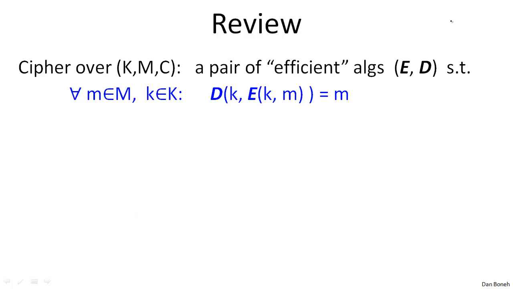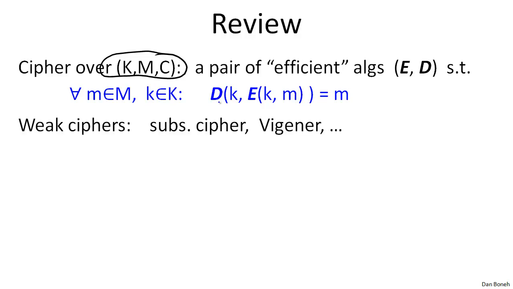So let me just remind you that a cipher is defined over a triple of sets called a key space, a message space, and a ciphertext space. And a cipher is a pair of efficient algorithms called E and D. E stands for encryption and D stands for decryption. And the only property that we need to satisfy is that decryption is the opposite of encryption. In other words, if I encrypt a message M using a particular key and I decrypt using the same key, I get back the original message.